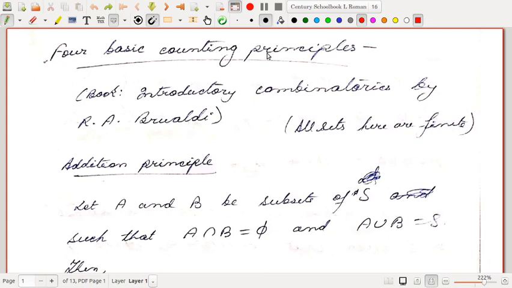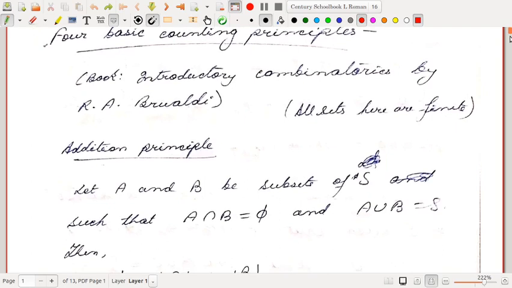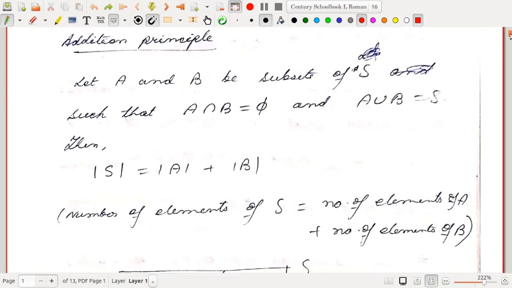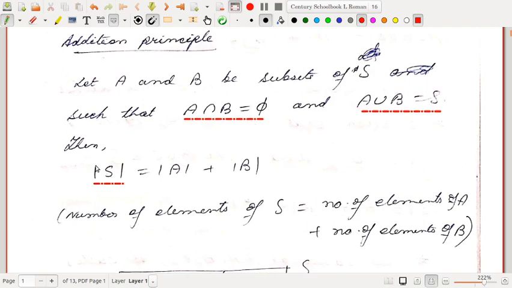So all sets under consideration in this topic will be finite sets. Many of the Olympiad problems, or even the counting problems that we come across in combinatorics, involve these four basic principles. The first one is the addition principle, which states that if A and B are two disjoint sets, that is A intersection B is phi, and their union is the set S, then the number of elements of S, where mod S is the number of elements of S, is equal to the number of elements of A plus the number of elements of B.